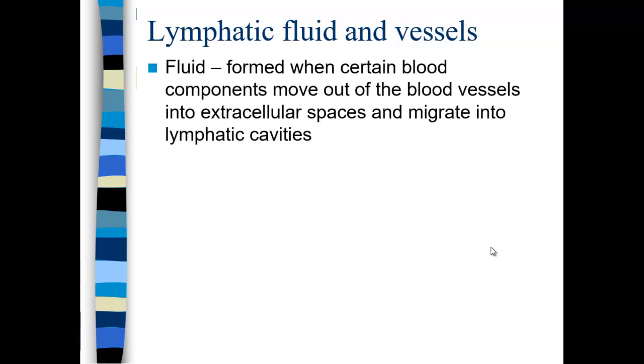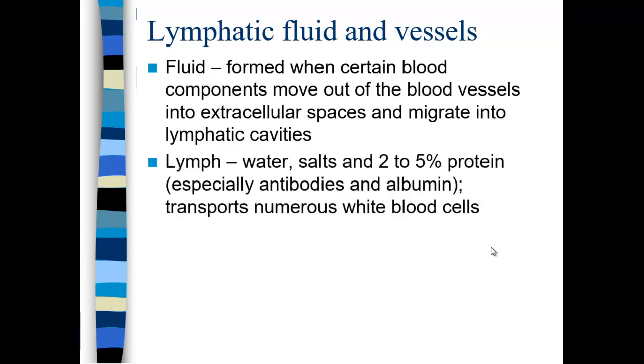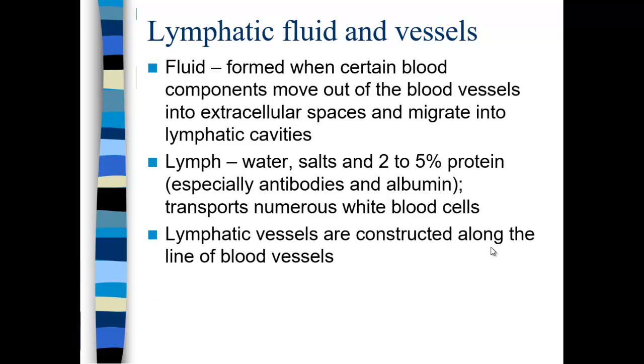Okay, so lymphatic fluid. This is formed when certain blood components move out of the blood vessels and migrate into lymphatic cavities. And lymph is primarily water, just like most of the body, salt, about 2 to 5% protein, where you see antibodies like the bloodstream, as well as albumin, again like the bloodstream. And these will transport white blood cells throughout the body. Okay. Lymphatic vessels mimic the lines of the blood vessels, and so they're constructed along those lines. Wherever you find the blood circulatory system, you'll also find the lymphatic circulatory system.